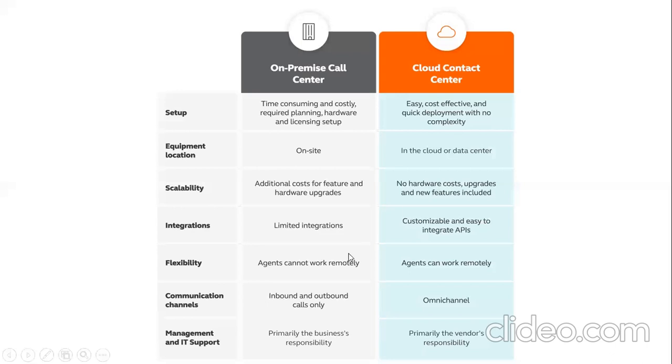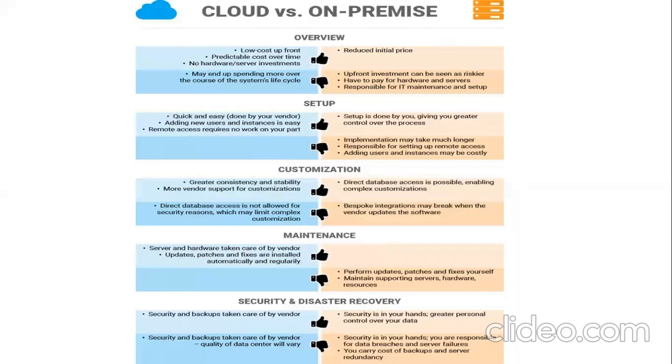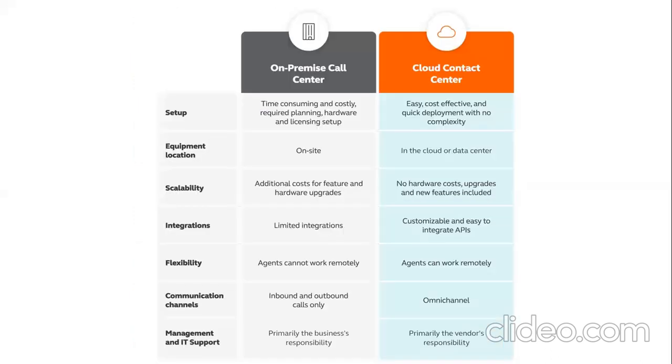Flexibility. In the case of on-premise, the end user can work remotely, but in the case of cloud, anyone can. Let's say I want someone to work for me, then I can just call him and he can work. But in the other case, some people may not be able to work remotely.